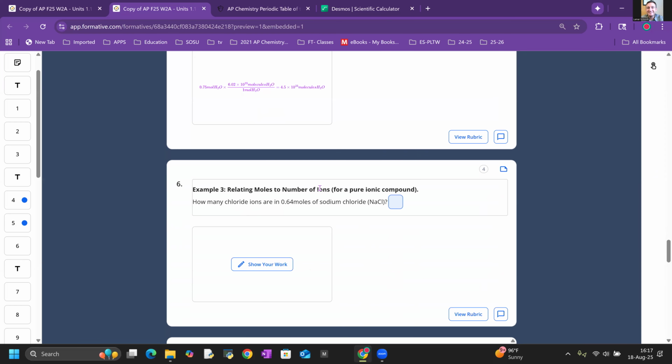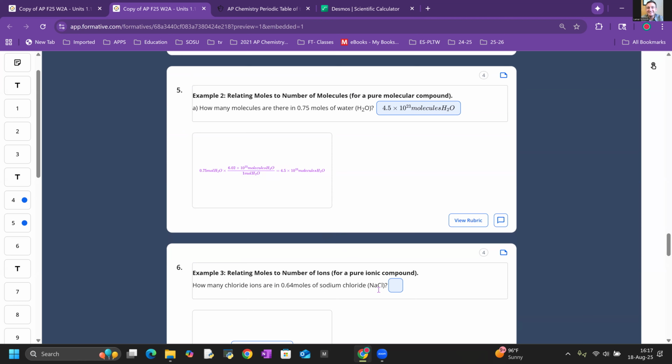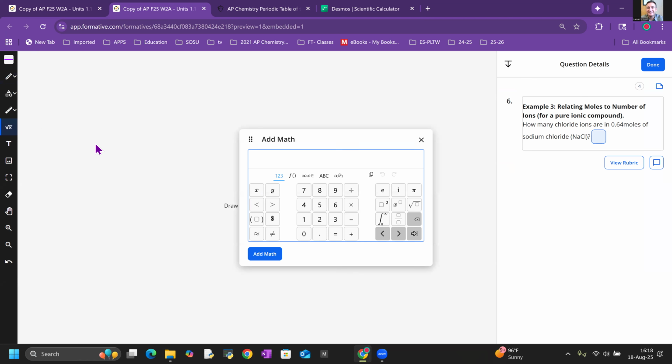It says relating moles to the number of ions in a pure ionic compound. Okay, so now we look at sodium chloride, an ionic compound. An ionic compound has a representative particle called the formula unit. So we want to know how many chloride ions are in this. And this time we're worried about chloride ions, not just the number of formula units, but the number of chloride ions.